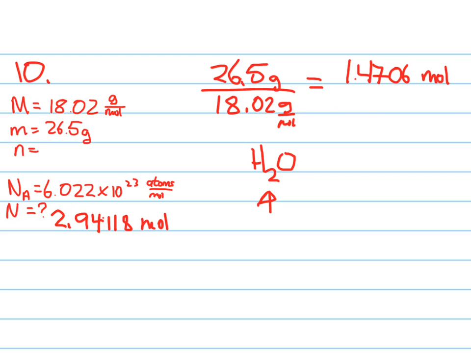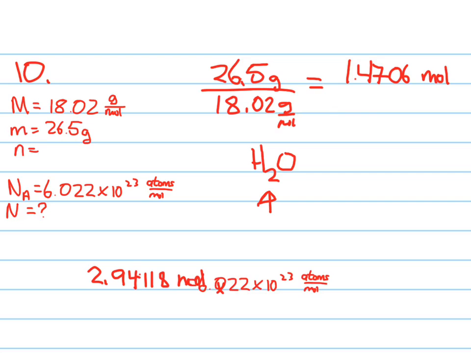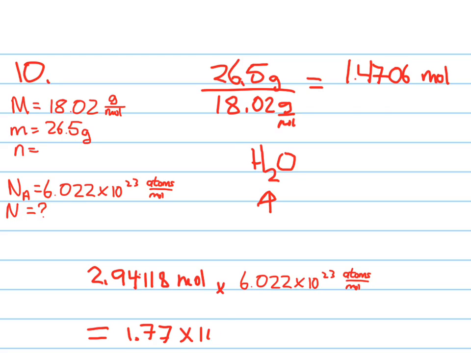2.94118 moles of hydrogen atoms, and that allows us, oh, I put that in the wrong spot. We have that many moles of hydrogen atoms, and we are going to multiply by Avogadro's number right there. And that's going to allow us to figure out the number of moles. Pardon me, the number of atoms. So we end up with 1.77 times 10 to the 24 atoms.